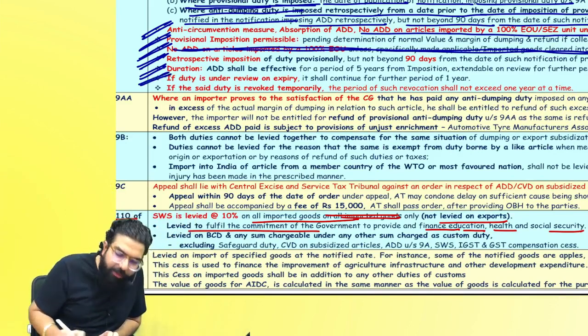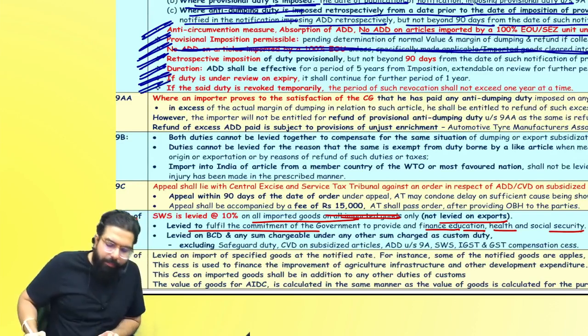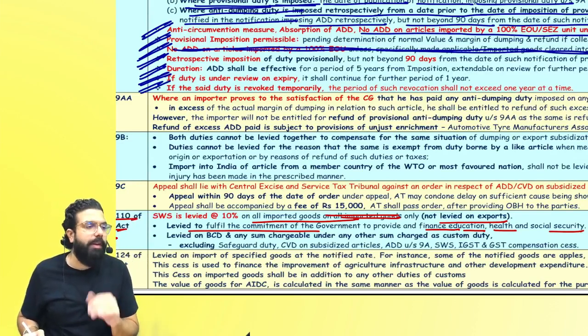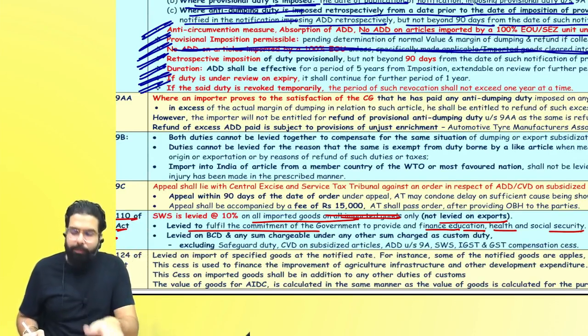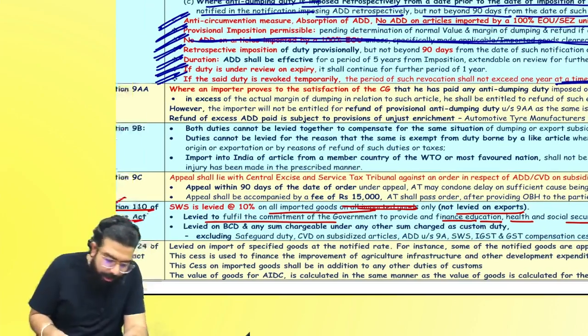If duty is under review on expiry, it will extend for 1 more year. Sir, it can be revoked temporarily for a maximum period, which shall not exceed 1 year at a time. At a time, 1 year. Can I go ahead, everyone?